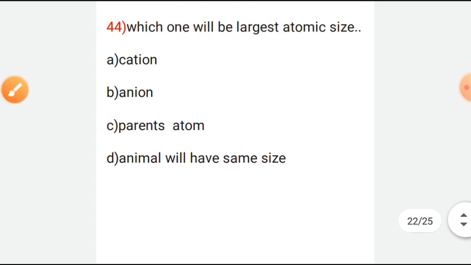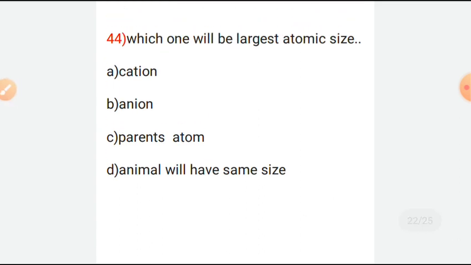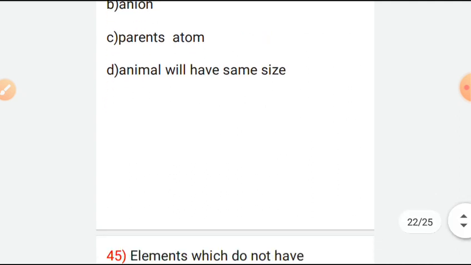Next question, question number 44. Which one will have the largest atomic size? A, cation, B, anion, C, parent atom, and option D, all will have the same size. The answer will be anion. In an anion, the number of electrons is large, hence the nuclear pull is less, hence the atomic size is larger in the anion.